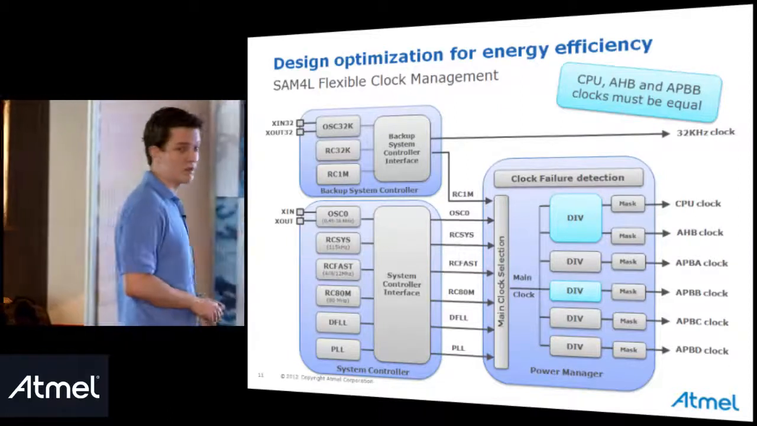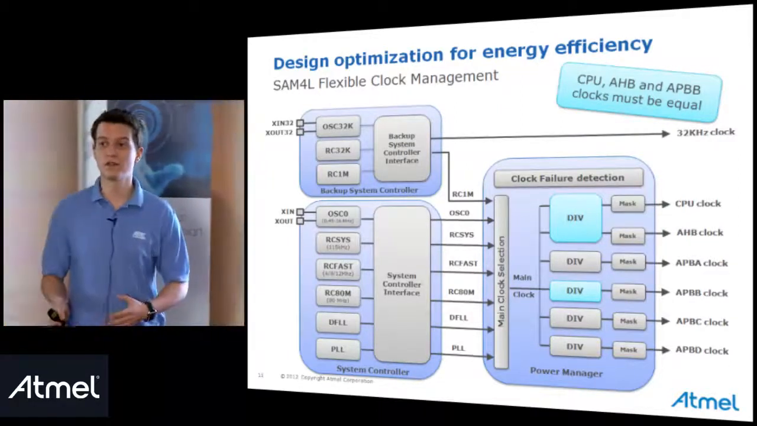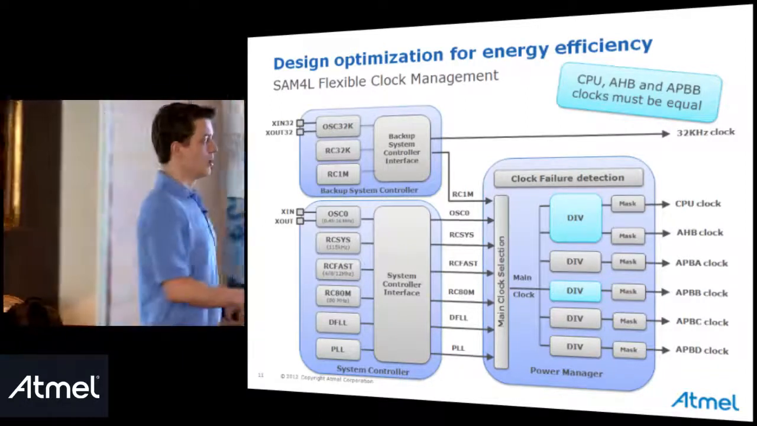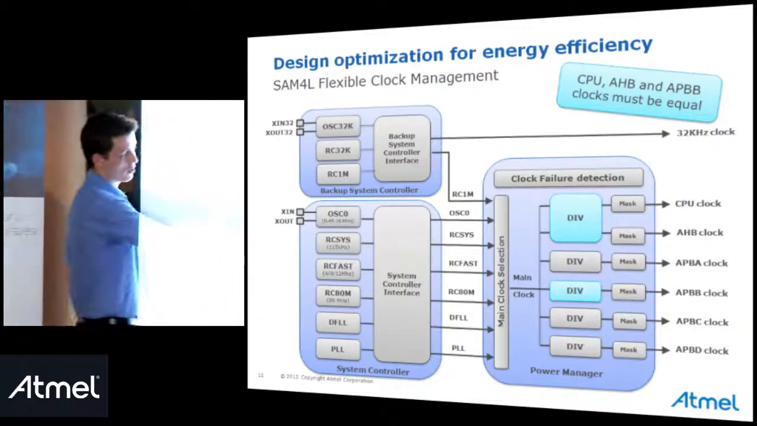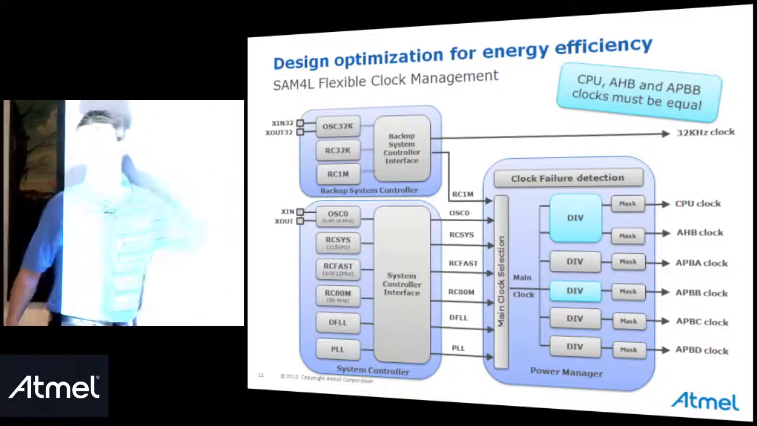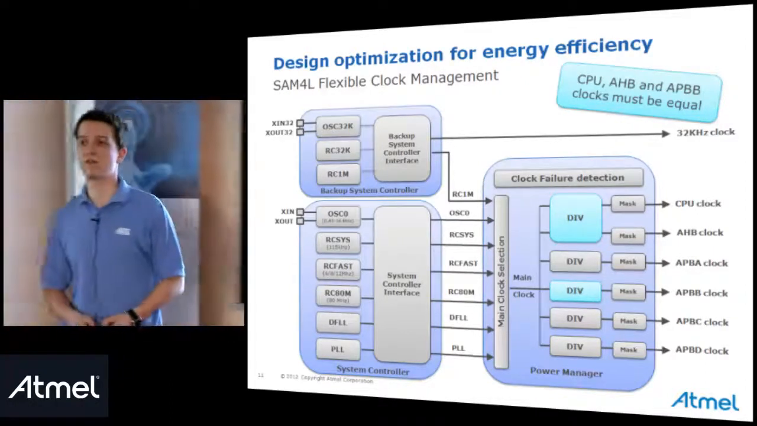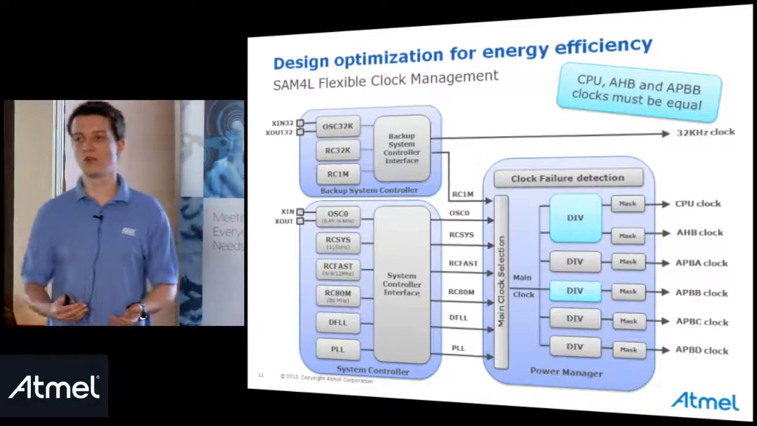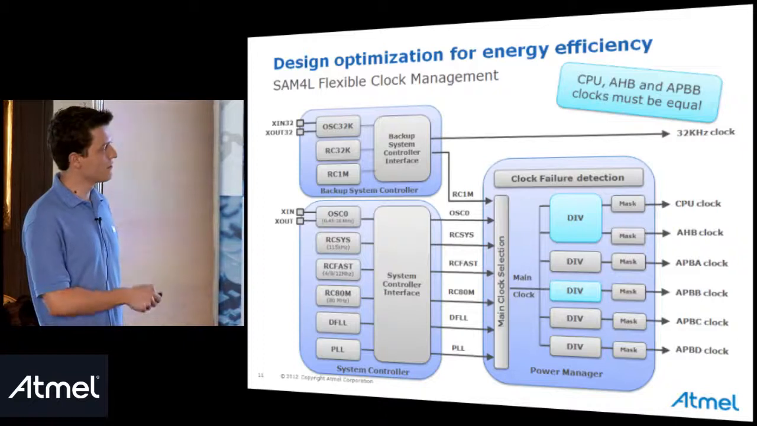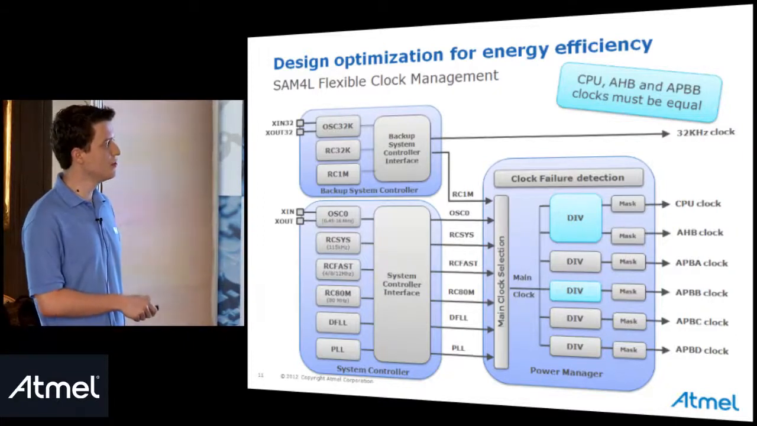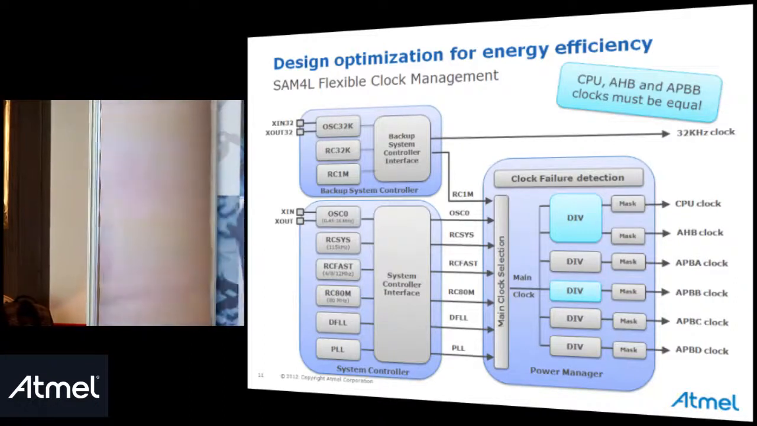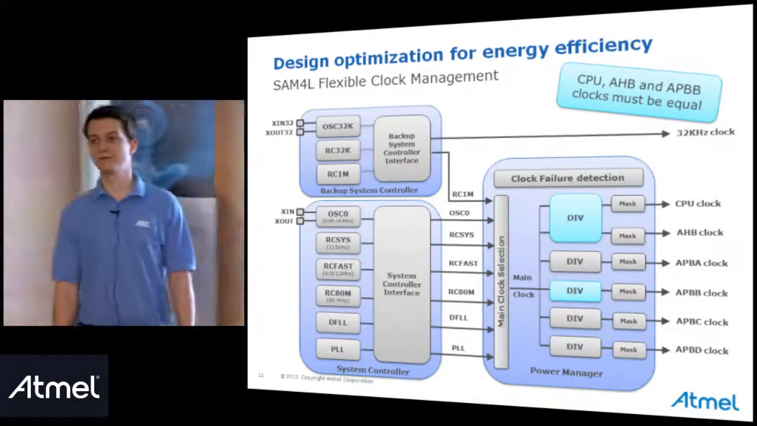This mainly allows to have a different clock on different peripherals, so you have much more flexibility in terms of clock configuration. Moreover, all of these clocks can have different dividers, so they can be different, and also can be masked in the system, so that you can mask them in order to reduce power consumption. One thing to take into account is that the CPU, the system clock, and the APB-B, so peripheral bridge B, must be equal.